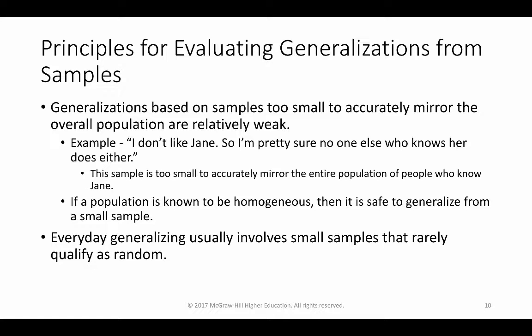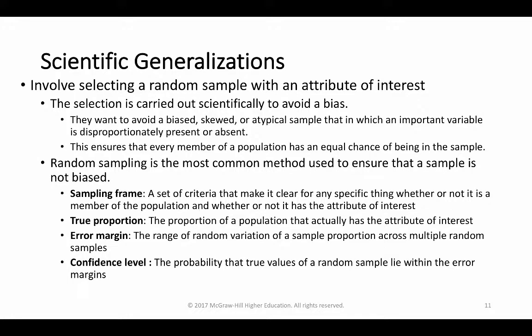It's diversified, and it's big enough to actually mirror the population. Scientists use inductive reasoning all the time, but they tend to do it a little differently than we do. They attempt to use samples that meet all the criteria we talked about before, and they use specific methods to ensure that their samples are representative of the population as a whole.